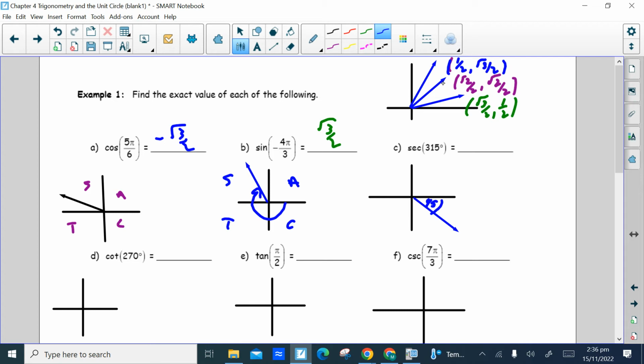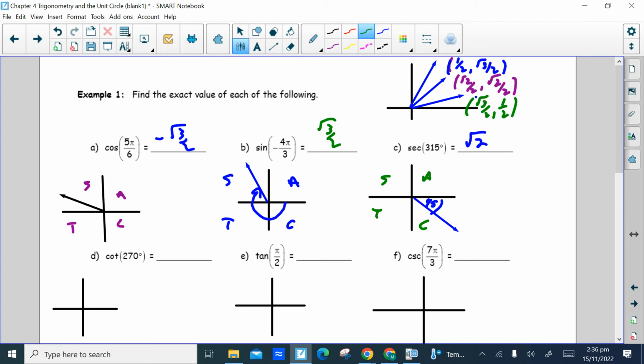The secant is the reciprocal of the cosine. The cosine is positive root 2 over 2. But remember that originally came from 1 over root 2, and then we rationalized it. So if the cosine is 1 over root 2, then the secant would be root 2 over 1, or root 2. And the CAST rule tells us the cosine is positive here, so therefore the answer is positive root 2, because the secant corresponds to the cosine. If the cosine is positive, the secant would be as well.